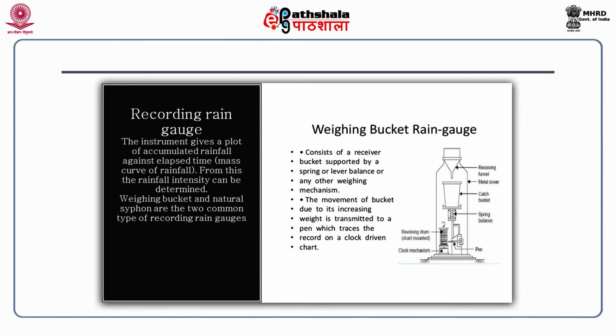If you want to find out the rainfall between the second hour and the third hour, you just have to look at the mass curve, subtract the two rainfalls and divide that by the time, and that is how you will be able to find out the hourly rainfall. The recording rain gauge is something that we do not have in India, but we are in the process of getting these recording rain gauges.